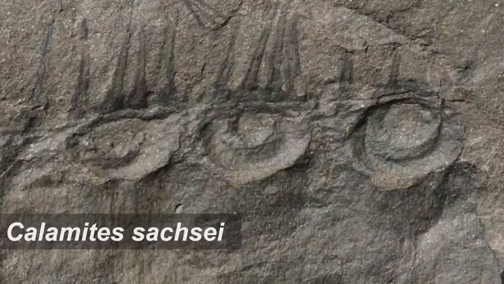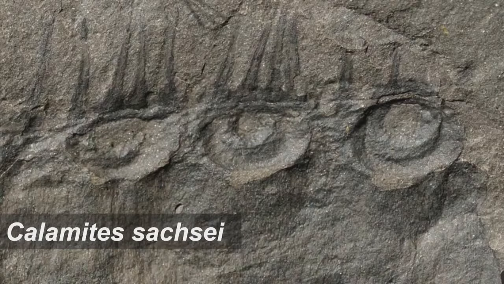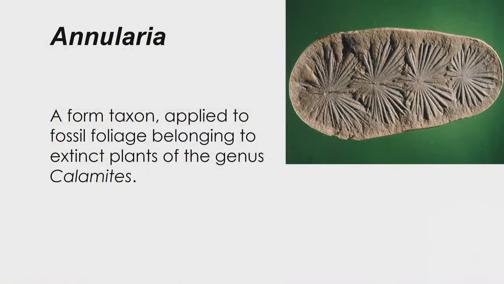Here is a cross section of where the leaves were attached to the trunk. So this is what you call an in situ shoot, but this is from Calamites sachet. Probably butchering that name as well. And here's a fossil of some of the annularia. A lot of times when you see these fossils, this is what they look like.